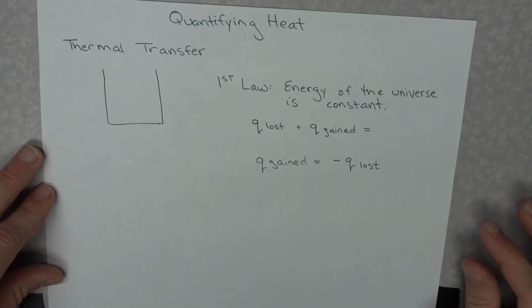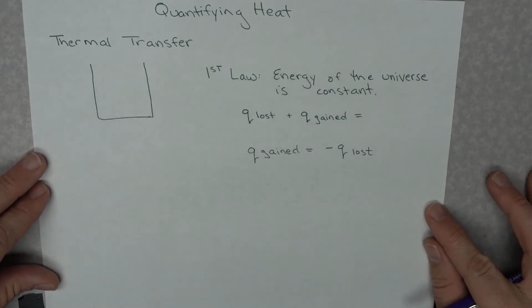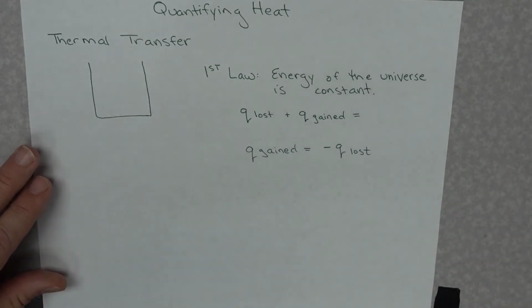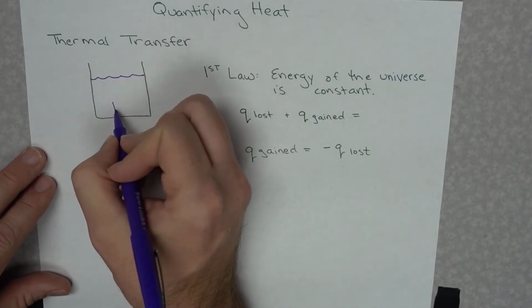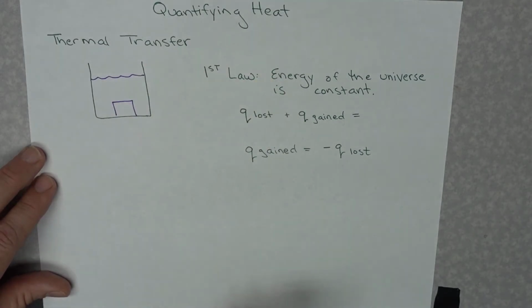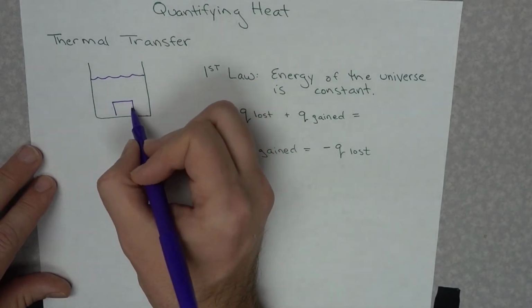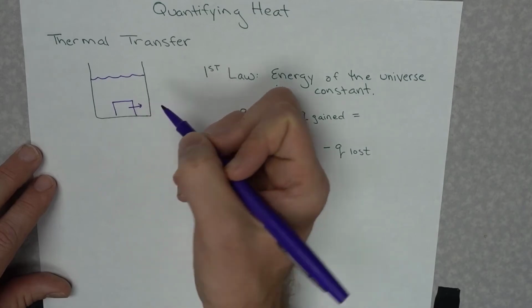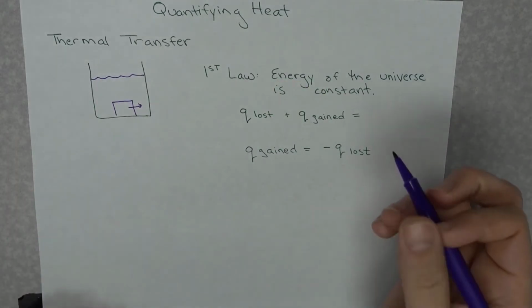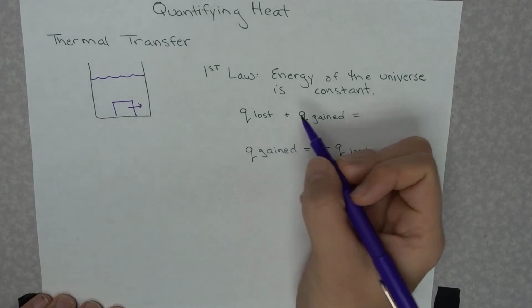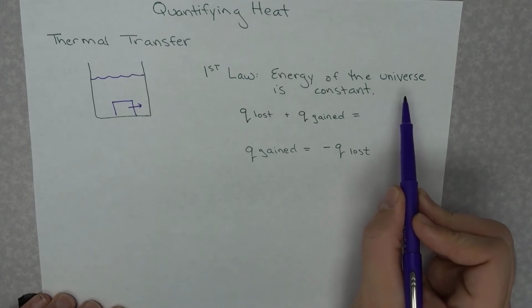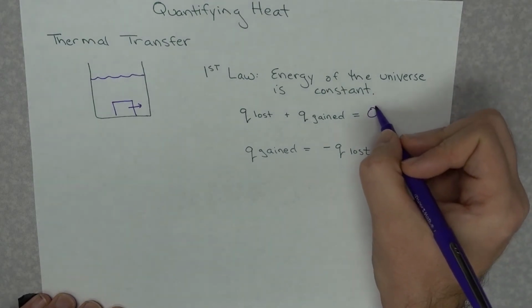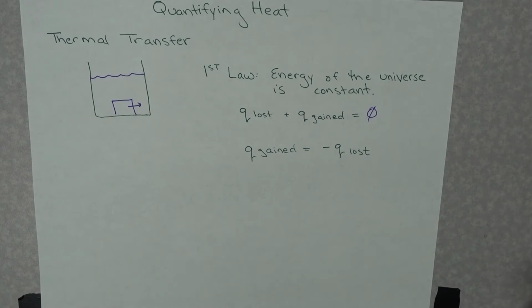But the much more interesting problem, the one we're kind of working up to, is quantifying heat in terms of a thermal transfer. So let's imagine that we've got some water inside this beaker here, and we drop in a hot block. And that hot block is going to end up exchanging heat with the water that it's in. So this hot block is going to end up losing some energy, and this water is going to end up gaining some energy. And because of the first law of thermodynamics, the sum of those two things is 0. There's no net gain or net loss of energy anywhere in the universe.